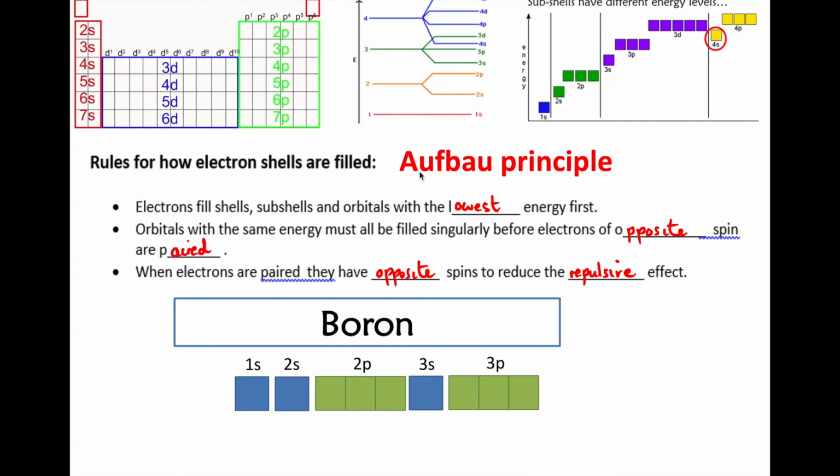You've got to use the Aufbau principle in order to fill these up, and this is the principle. Electrons fill shells, subshells and orbitals with the lowest energy first. Orbitals of the same energy must all be filled singly before electrons of opposite spin are paired. When electrons are paired, they have opposite spins to reduce the repulsive effect.